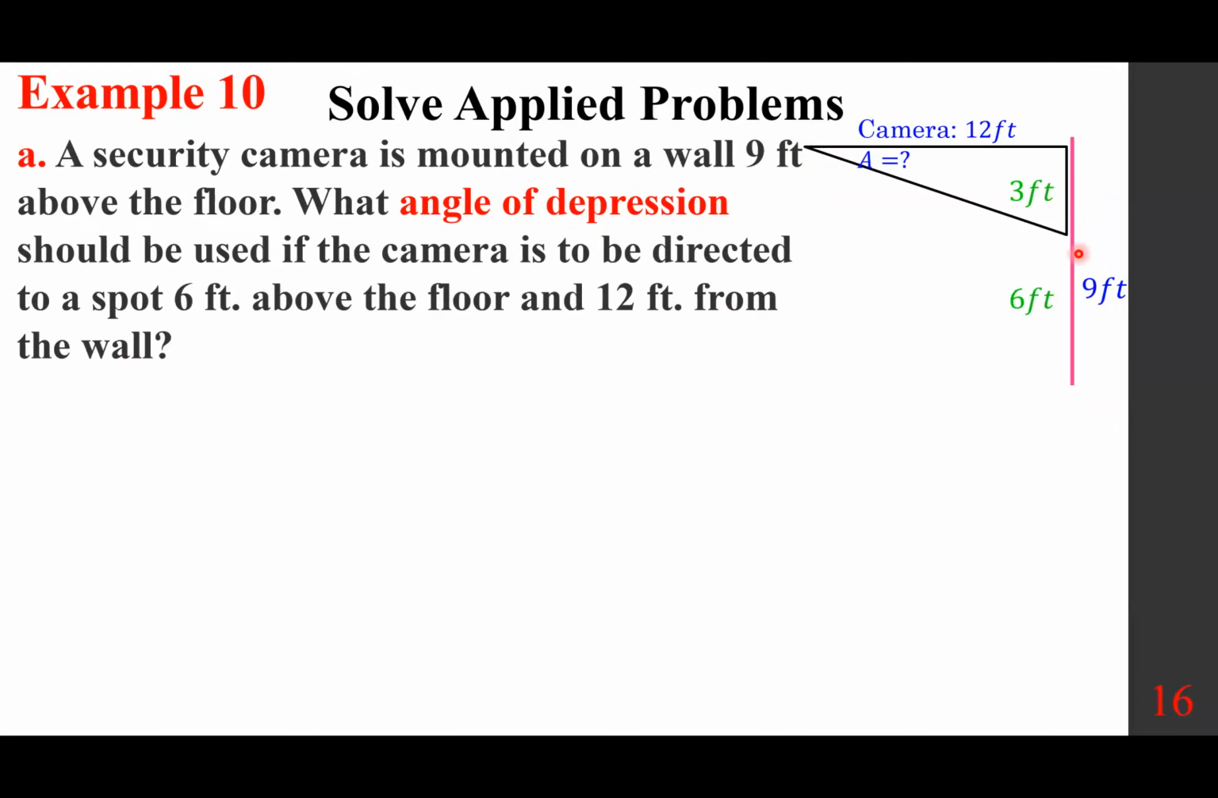Now this is 6. The camera is supposed to be directed to a spot 6 feet above the floor. So it's going to be looking at this point, creating this distance of 6 feet. So this must be 9 minus 6 or 3 feet. So draw the setting. Draw the setting, everybody.